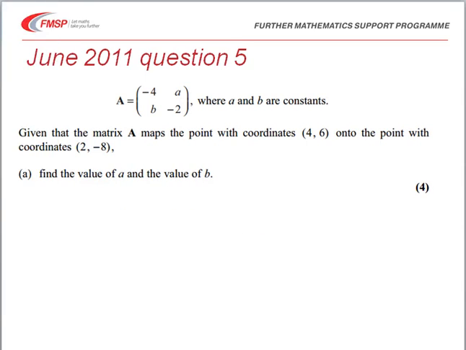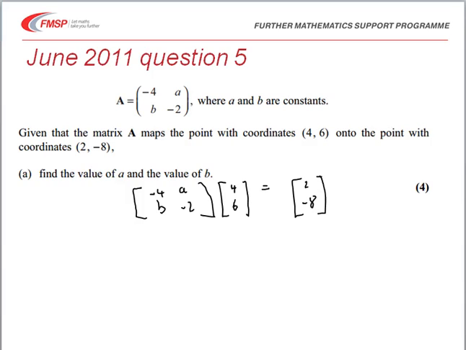Well, taking those a part at a time then, in part a we're simply asked to find the values of a and b if the matrix (-4, a; b, -2) maps the point. Remember, you write the points as vectors, so it maps the point (4, 6) onto the point (2, -8).